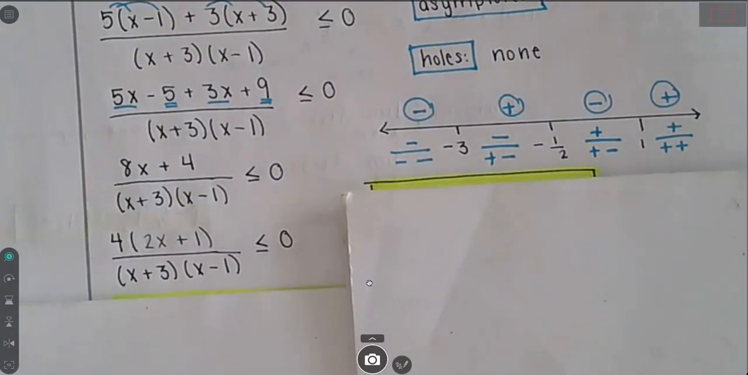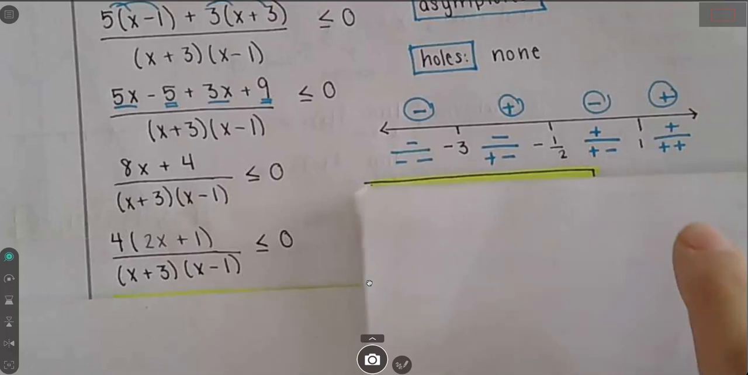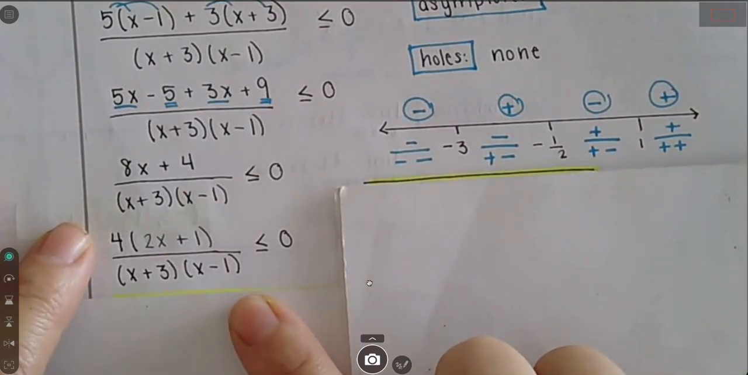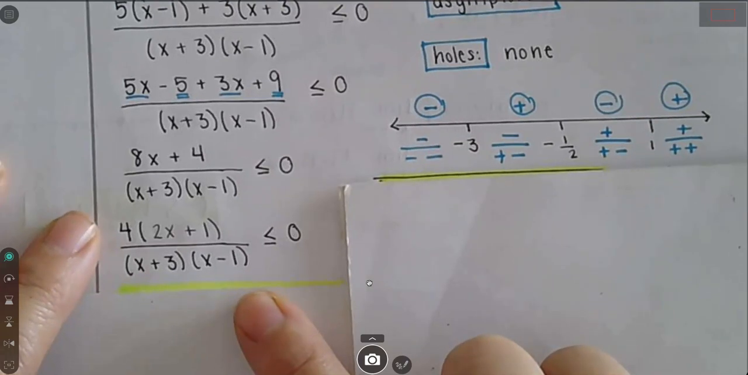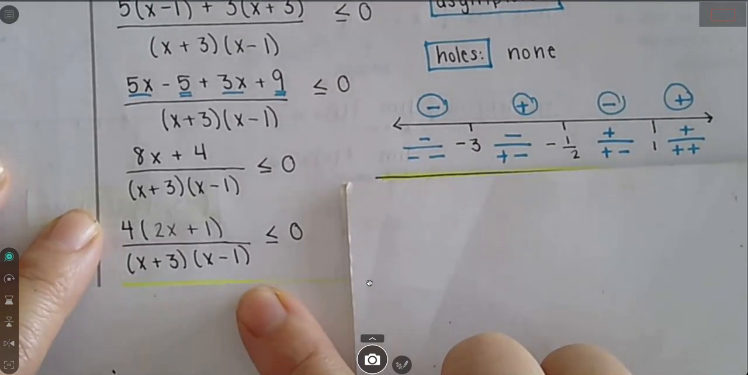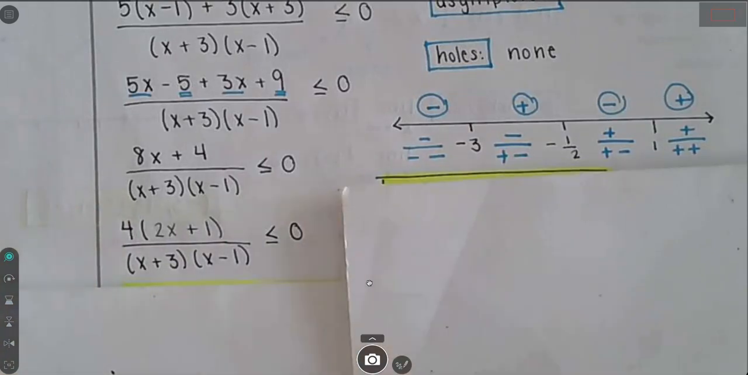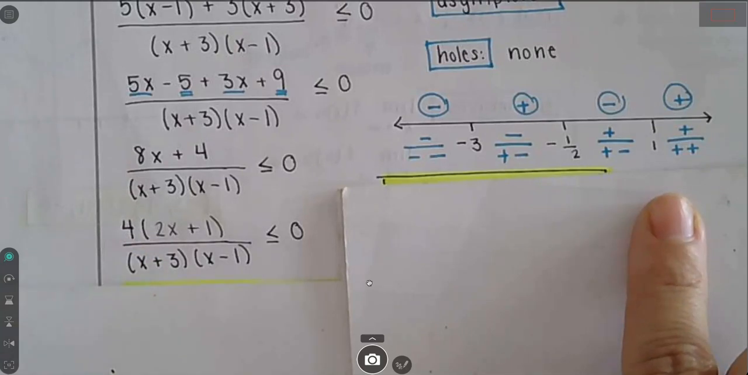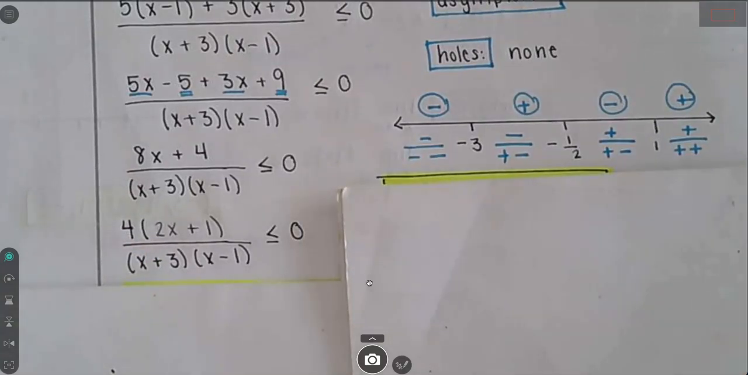Yes? So why, at the end, why do you factor out the 4? You don't have to. It's a good idea to, in this case, you don't have to. It's a good idea to factor it completely just to make sure there's nothing in there that's going to impact the sign. In this case, pulling out the 4 did not impact any of the signs. But I would recommend doing it just in case, because sometimes you think it doesn't, but then when you actually start to do it, you realize that it has an impact on it.